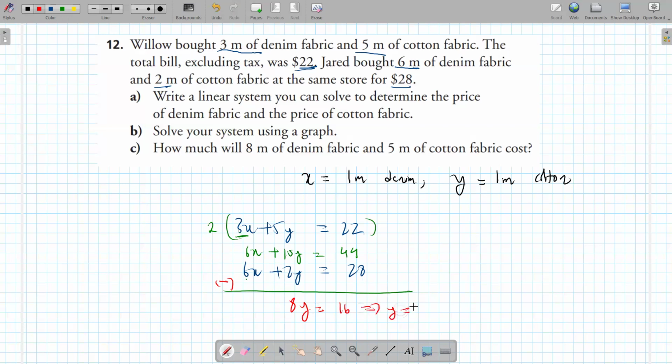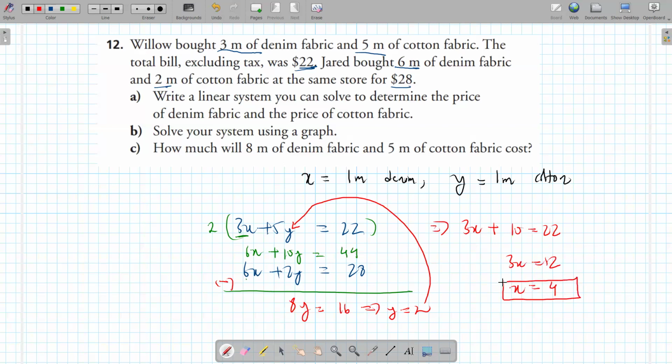So y is 2. And then you can plug this into any of the equations to solve for x. So I'm going to plug it in there. So this becomes 3x plus 5 times 2, 10 equals 22. 3x is 12. That means the price of x is $4. So x is 4 and y is 2 using elimination.